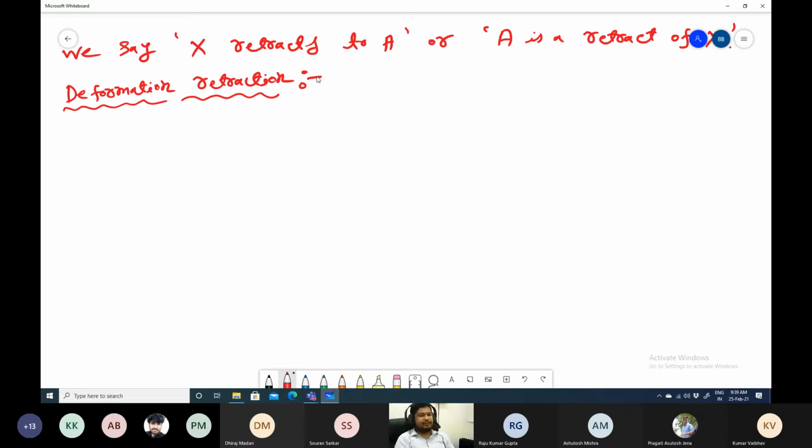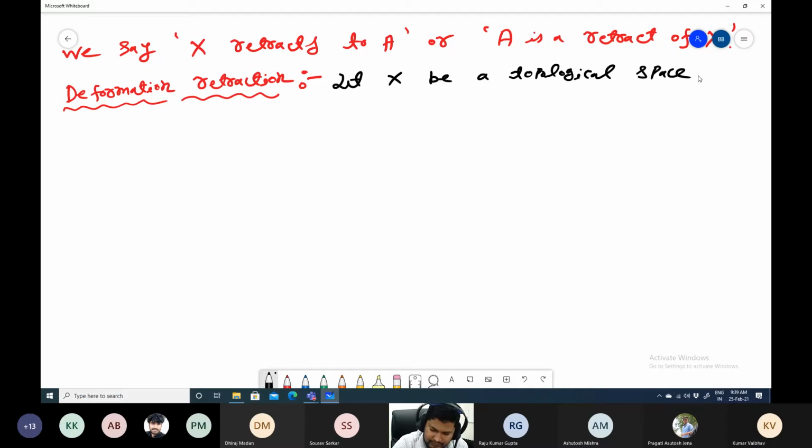Now this has some geometrical meaning, and this is very important. So again, let X be a topological space. So it is not only X cross X comma A. So I should write first of all, this is a topological space, and A is a subspace of X.